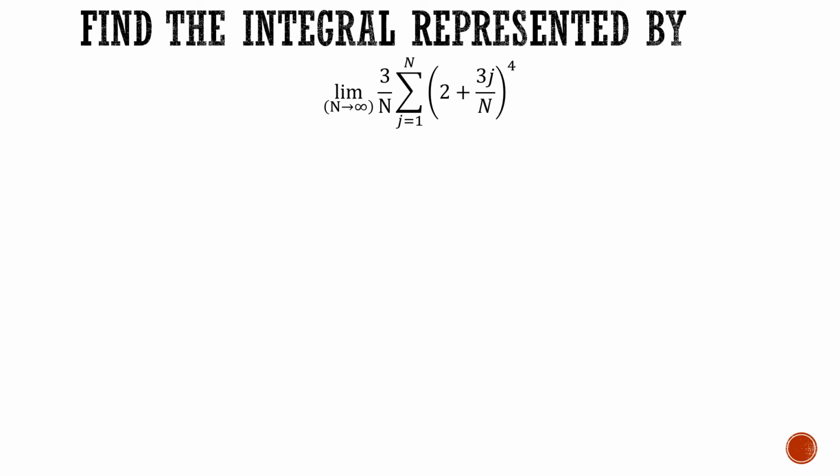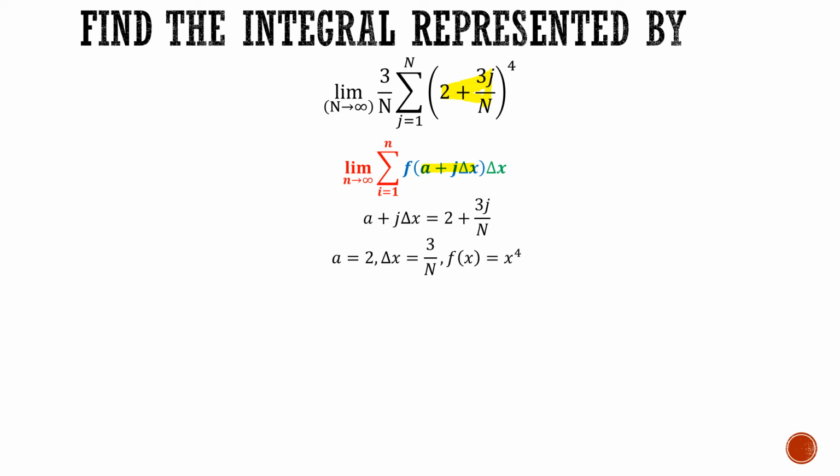Alright, so next example, pretty much the exact same thing. I want to take my original formula and match it up to what they gave me. So again, here's my original formula, my summation part of it. And I know that this a plus j delta x, this inside piece right here, has to equal this inside piece right here. So a plus j delta x has to equal 2 plus 3j over n, which tells me that a must be 2, delta x must be 3 over n, and that means my function f of x is x to the fourth again.